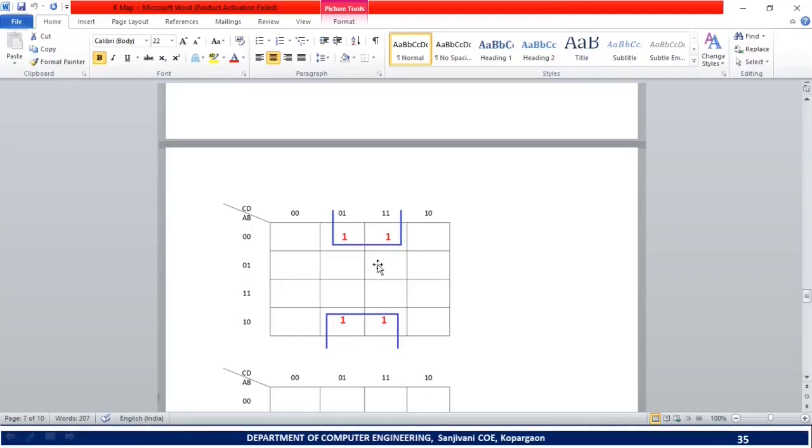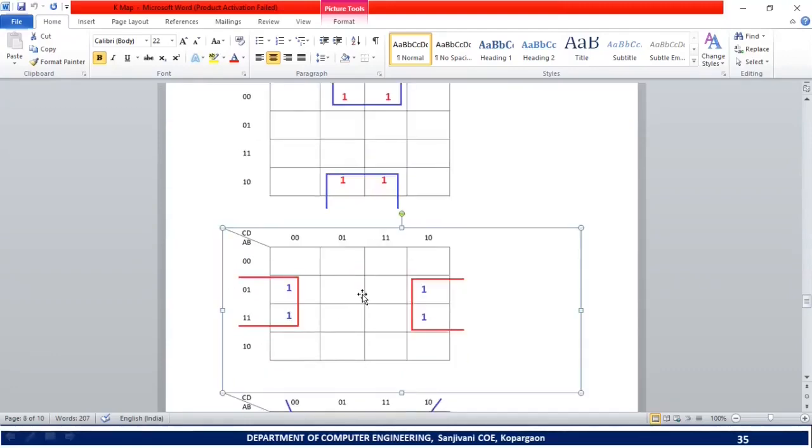So in short, I can say that if we have 2 1 in first row of the K-map and 2 more 1 in opposite cell of last row of the K-map, then we can form a group of this 4 1. Now consider this particular K-map. What is happening in this K-map? We have 2 1 in first column, and we have 2 more 1 in opposite cell of last column. So if this is the situation, then we can form a group of this 4 1.